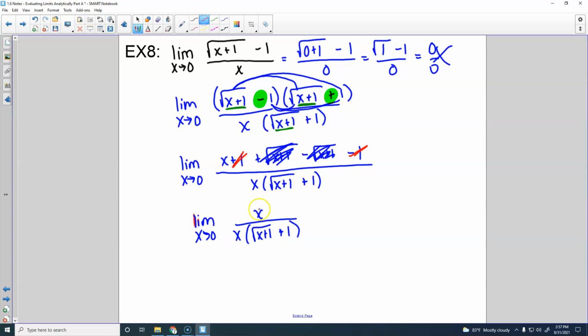The x's cancel. And since there's nothing up there in the top, we're going to put the understood 1. So once the x's cancel, you should be able to plug in your 0. So you're going to have 1 over, you don't have to use limit notation once you've plugged in the 0, square root of 0 plus 1 plus 1. And so square root of 0 plus 1 is just 1, plus 1. So we get 1/2 for our answer.